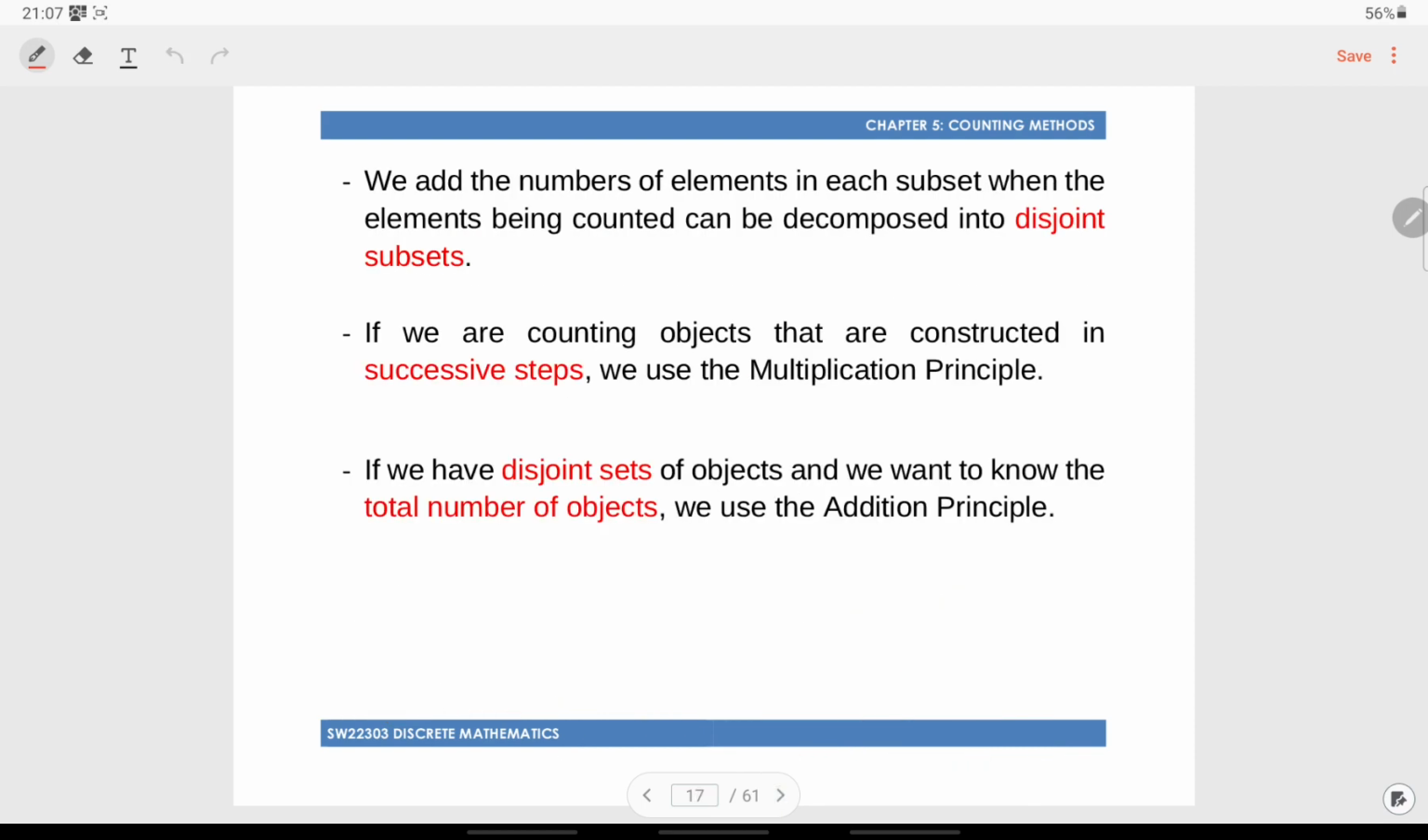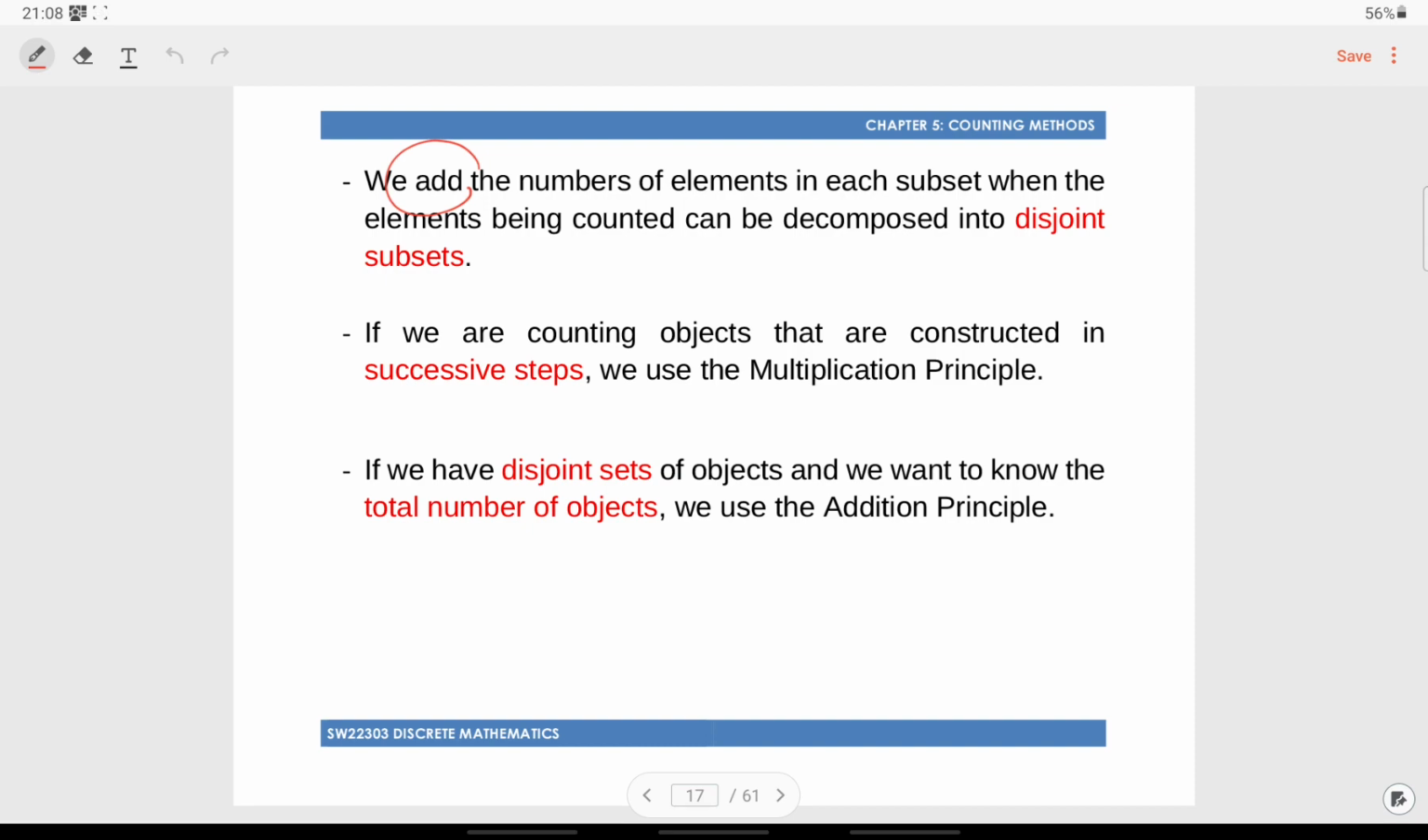So we add the numbers of elements in each subset when the elements being counted can be decomposed into disjoint subsets. Okay, so if we can do that, that means we can use the addition principle. So we add the numbers of elements in each subset, xn1, xn2, xn3, and so on, when the elements being counted can be decomposed into disjoint subsets.